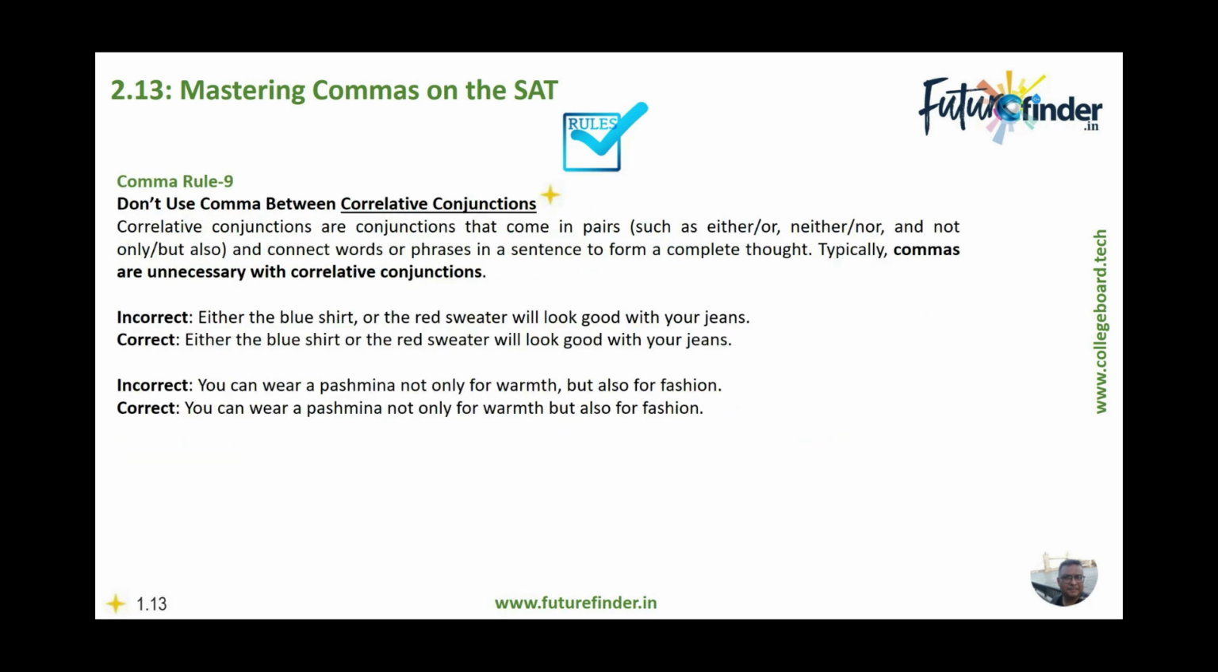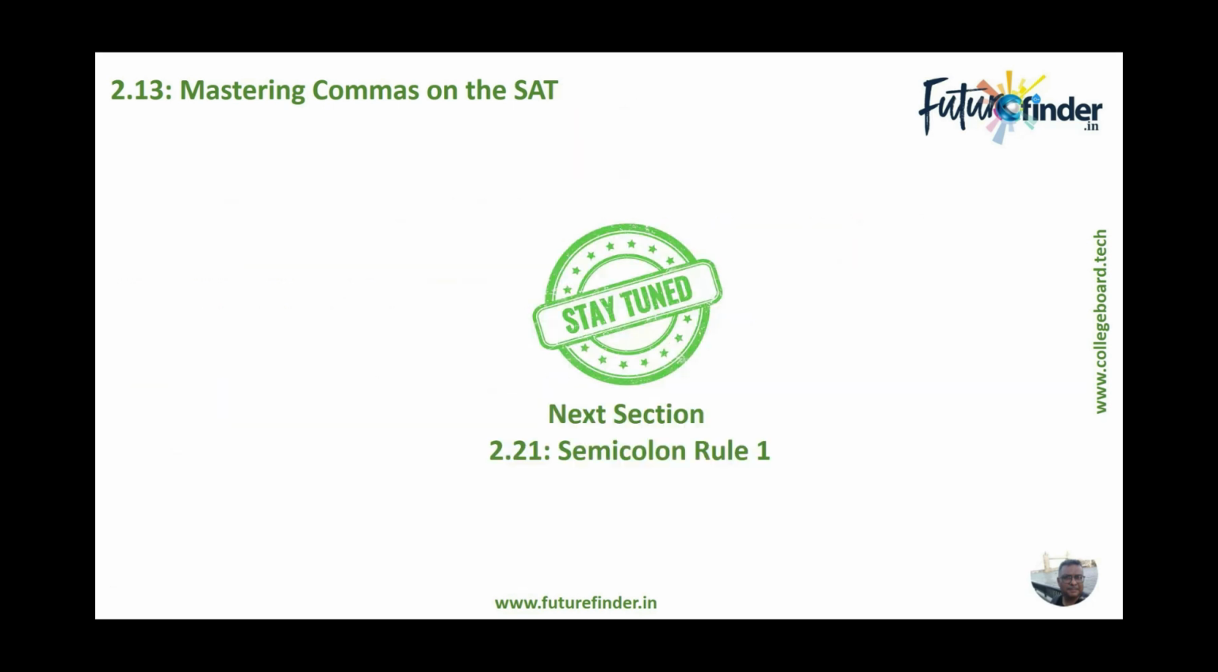That's how it is. And between the paired correlative conjunctions like either or, neither nor, right? We don't typically use a comma anywhere between the two pairs. So either the blue shirt, comma, or. So for the either or pair, the correlative conjunctions, we don't use a comma. So no commas out here, right? So these are some petty rules that we always follow. Sometimes they're very difficult, but sometimes it is asked on the SAT. So we need to take care of these ones. This concludes our rules with commas. Stay tuned. The next section will be semicolon rule number 1.